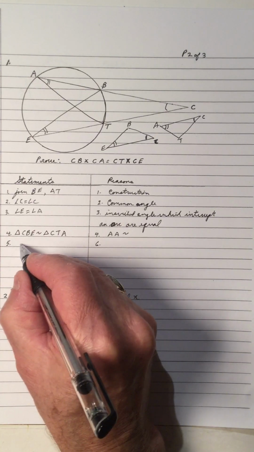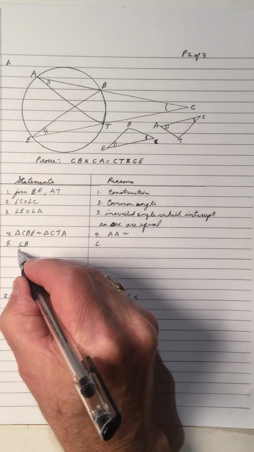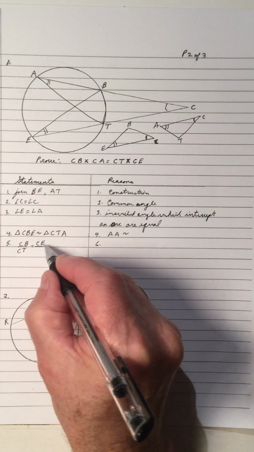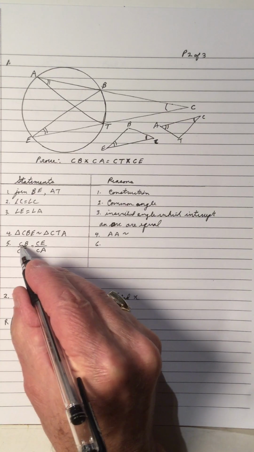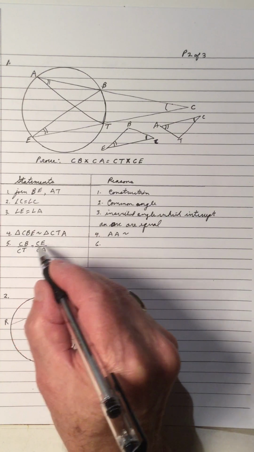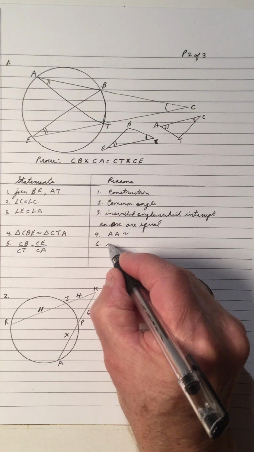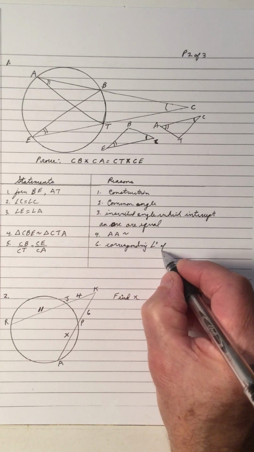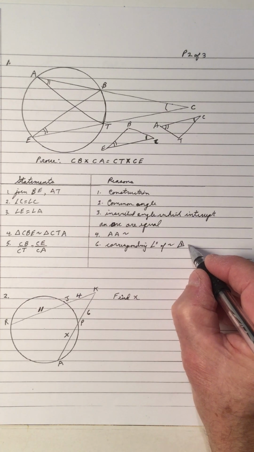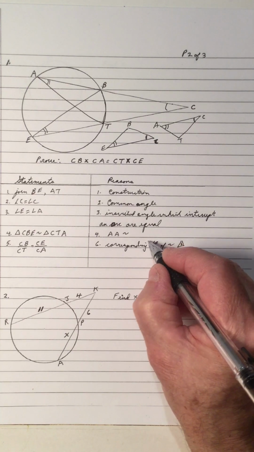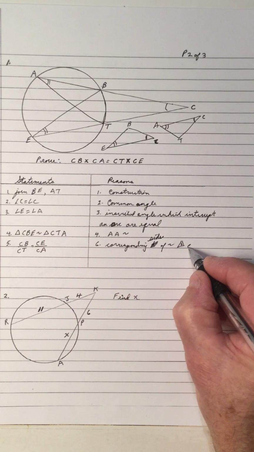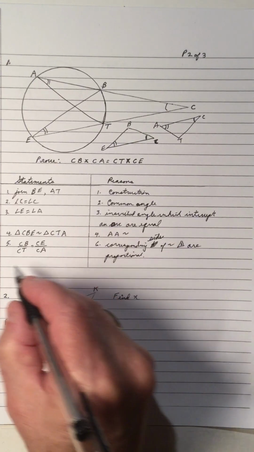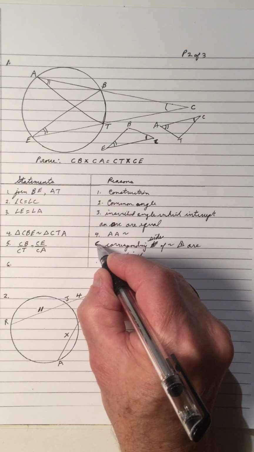And as a result, we have a proportion that CB over CT is equal to CE over CA. So you can see the C goes with C, B is going with T, E is going with A. And the reason for that is corresponding sides of similar triangles are proportional. Corresponding sides are proportional. Corresponding angles are equal. And that's a 5 right there.